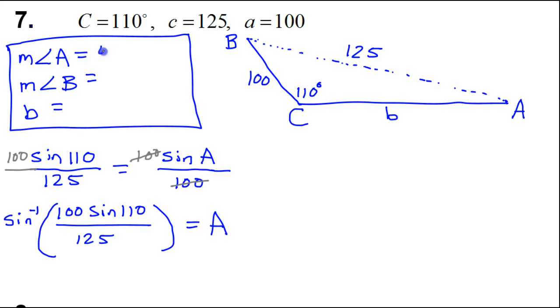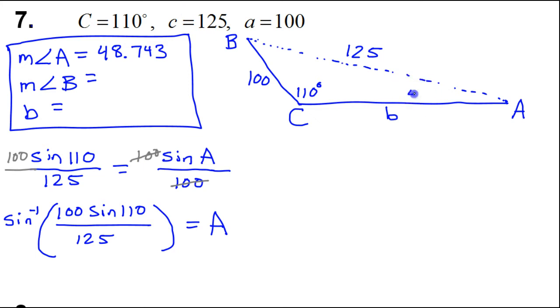So I got 48.743, rounded to the nearest thousandth. Use 3 decimal places, please. Okay, so might as well go ahead and put that in my picture now.